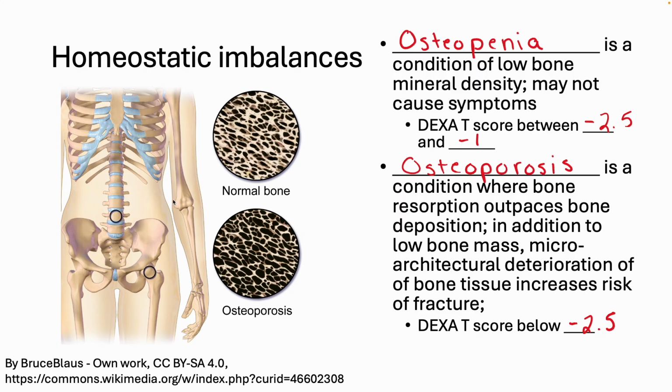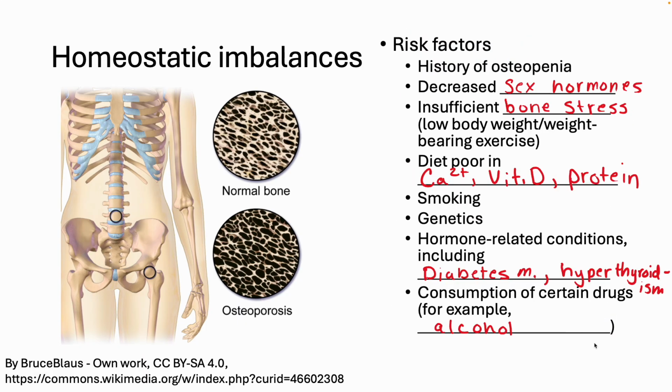Osteoporosis is when you have bone resorption outpacing the deposition of bone, and so this leads to low bone mass. In addition to that, you have microarchitectural deterioration of bone tissue that increases the risk of fracture. These are diagnosed with DEXA scans. If you have a score below negative 2.5, that generally indicates osteoporosis is beginning to occur. These lead to an increased risk of fractures overall.